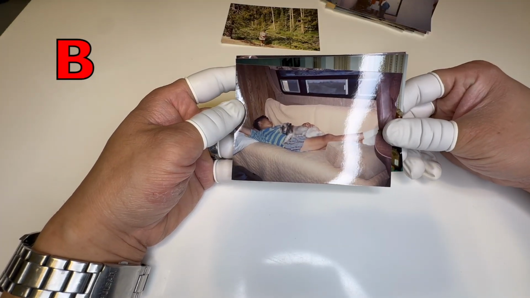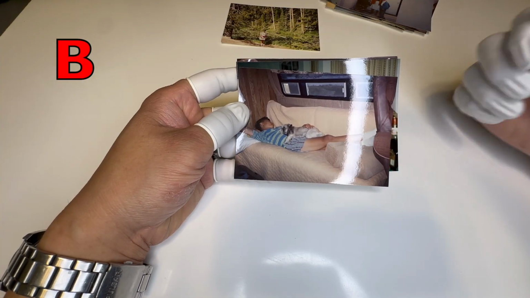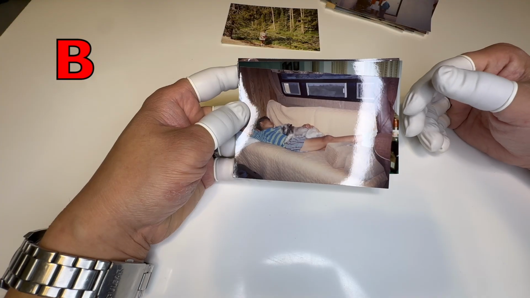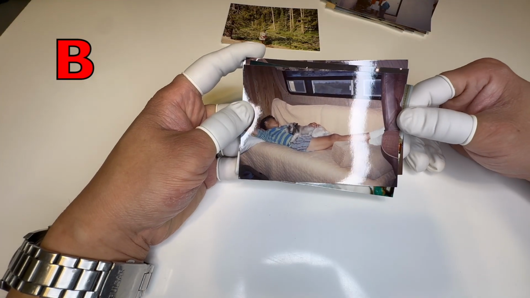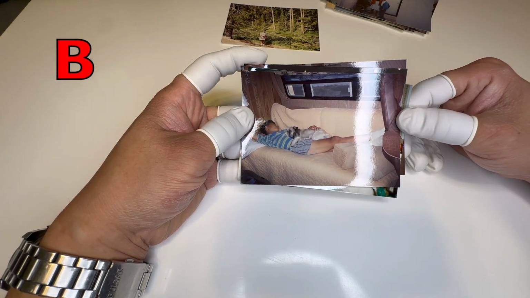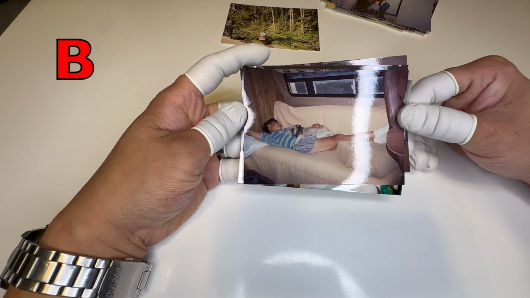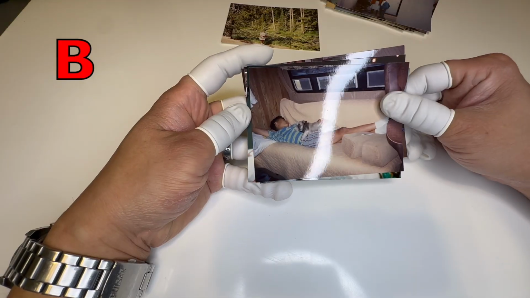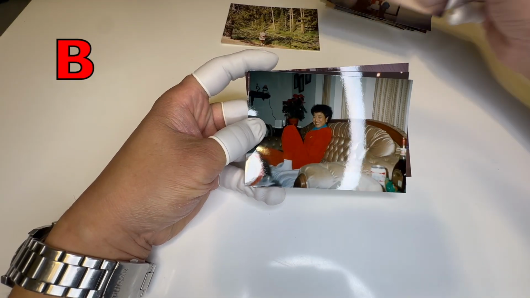This is me in our RV, sleeping with our pet dog Toto. Yep, we named him Toto, and it's kind of an embarrassing picture, but it's still one I want to keep because I like it. It's a good memory of our dog and me sleeping.